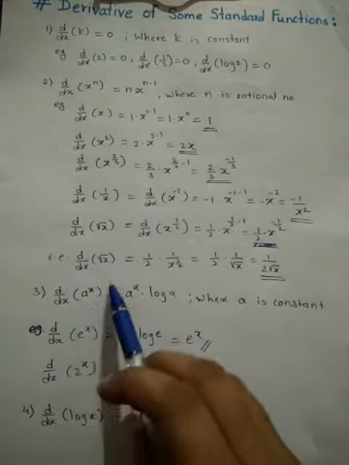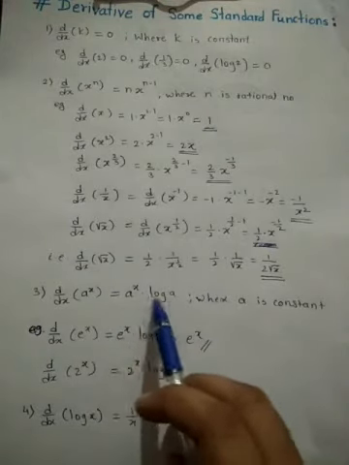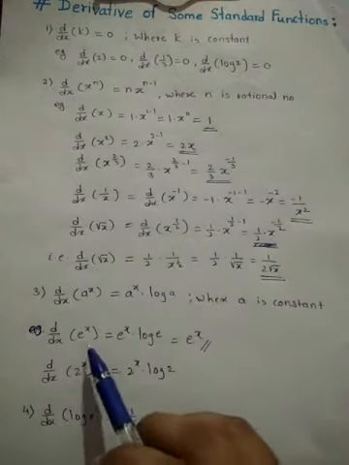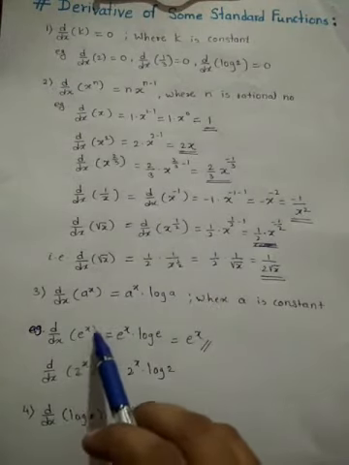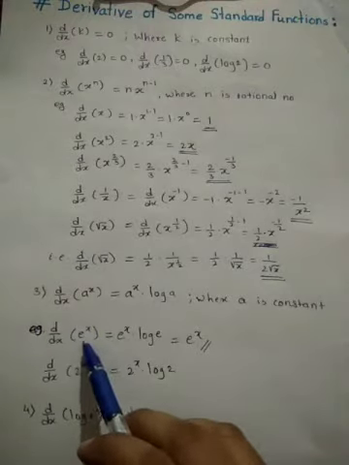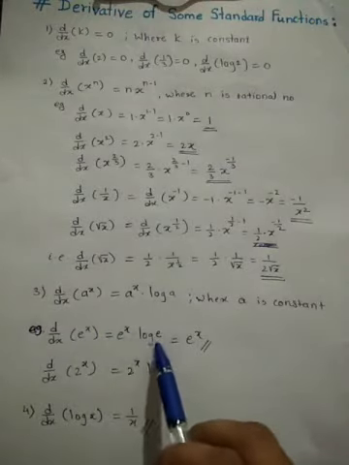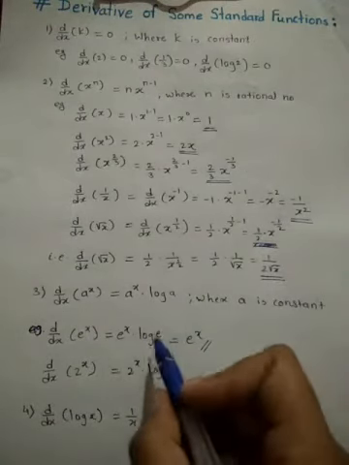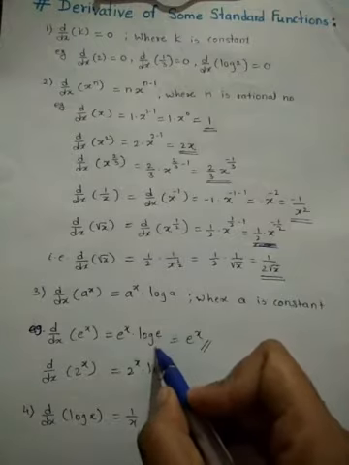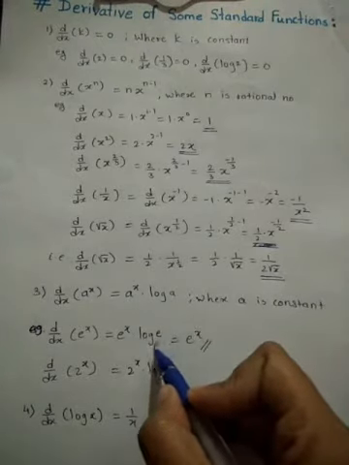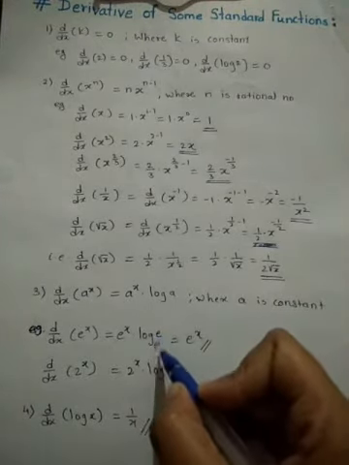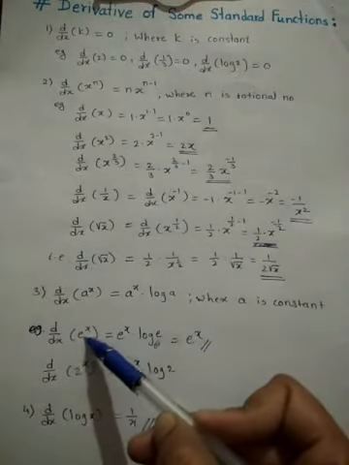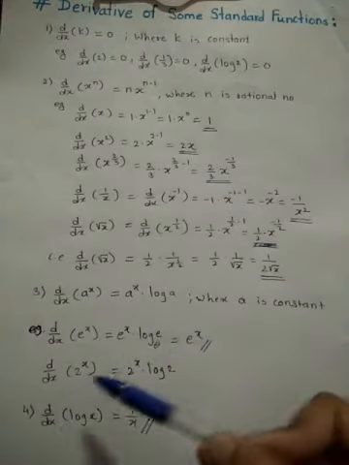Derivative of a raised to x equals a raised to x into log of this base a, where a is any constant. For example, derivative of e raised to x equals e raised to x into log of this base, that is log of e. But the value of log e to the base e is 1. 1 into e raised to x equals e raised to x. Therefore, derivative of e raised to x is e raised to x.